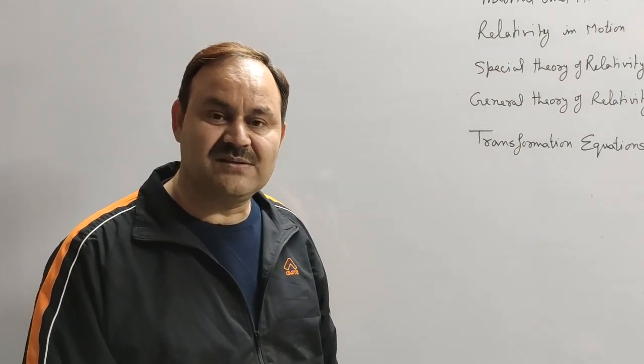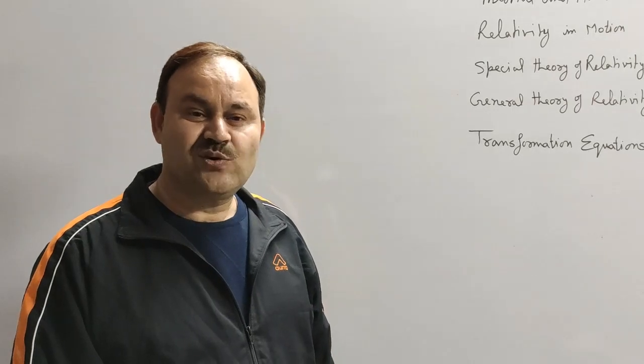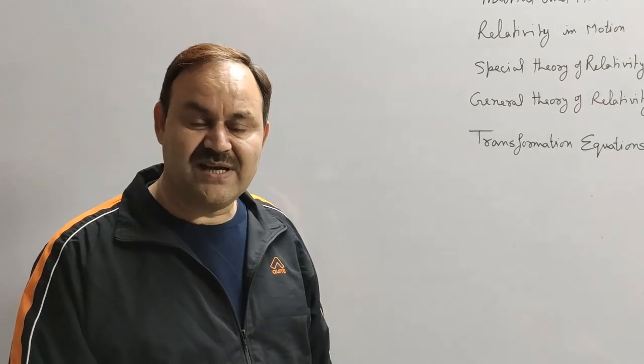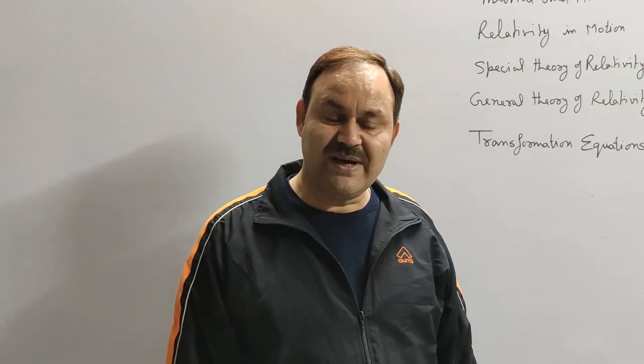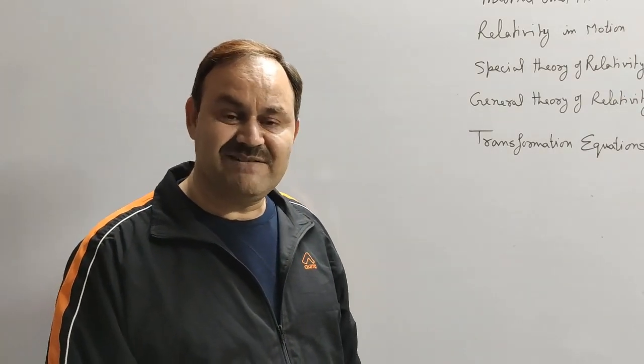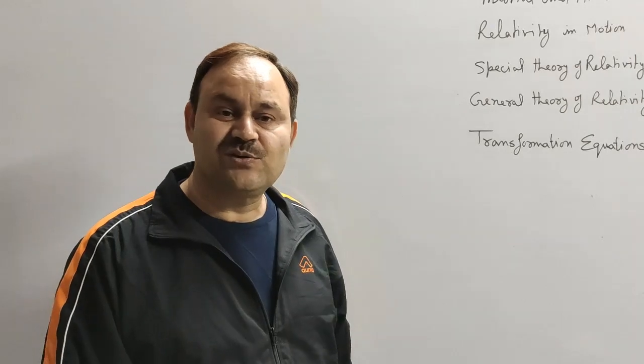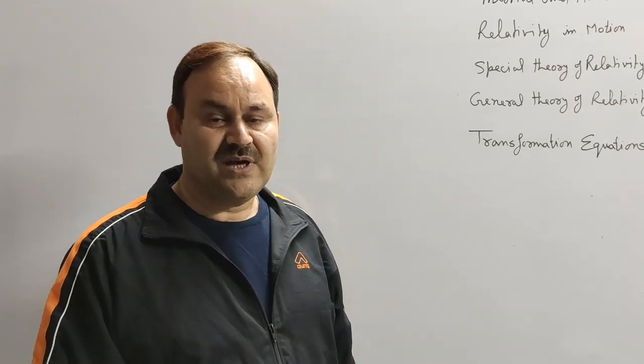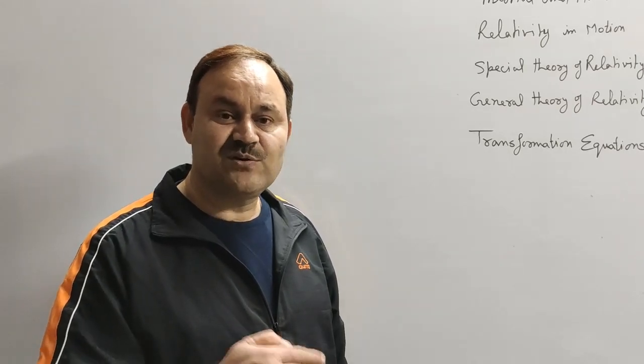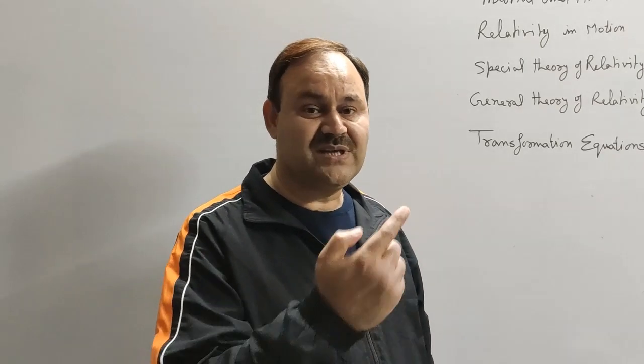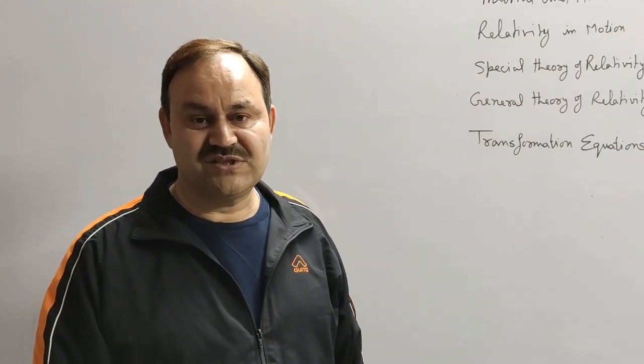Now, if there are two observers in inertial or non-inertial frames and both the observers are viewing the same object, then the coordinates of the object seen by two observers will be different because of relativity. If coordinates will be different, then the equations that will relate the coordinates of an object by one observer with the coordinates of same object for the another observer will be called transformation equations.